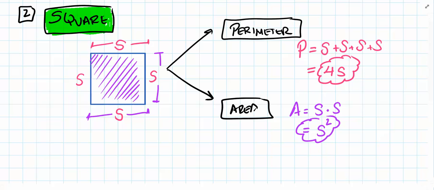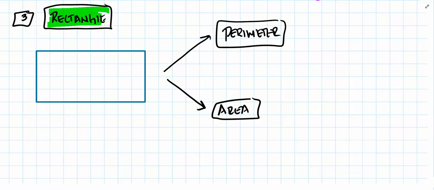Okay, so we have a rectangle now then. So what makes a rectangle a rectangle? It's two pairs of congruent sides. What else do we know? Yep.